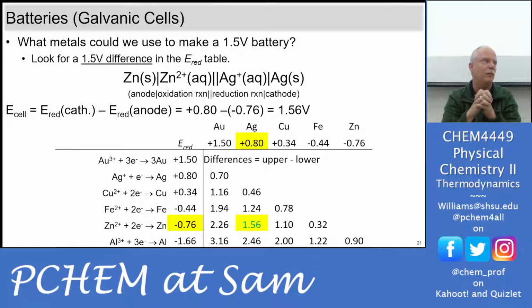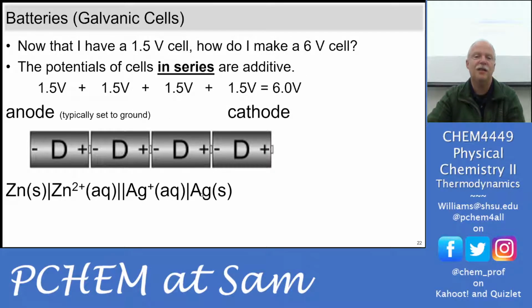And so if we wanted to come up with a better battery, like a 1.5 volt battery, we could look at this table and we could see that if I have silver and zinc paired together, I could get a 1.56 volt battery. It would be expensive because silver is expensive, but that would be a decent 1.5 volt battery. If I take those and I wanted to make a 6 volt battery, I could just put them in series.